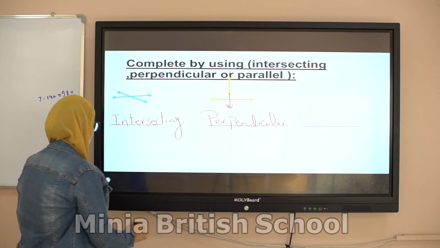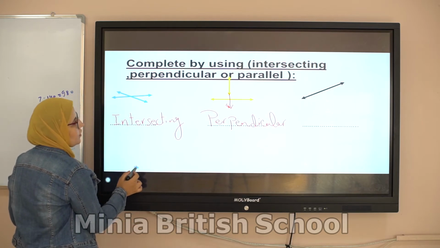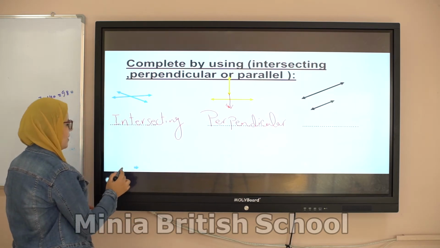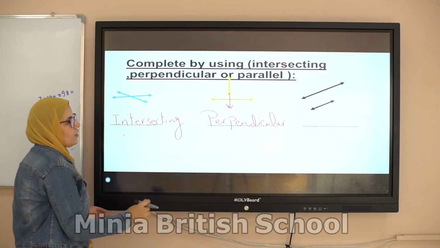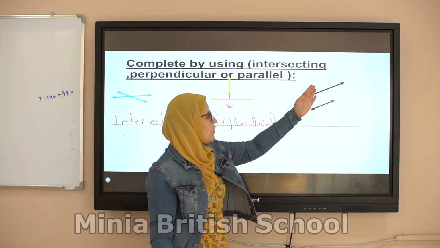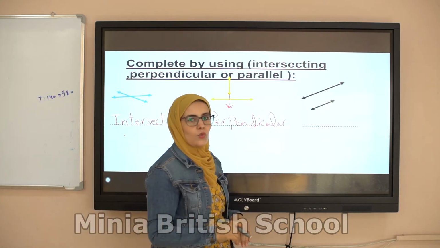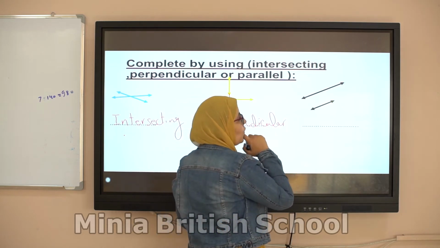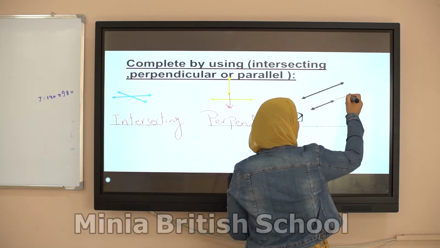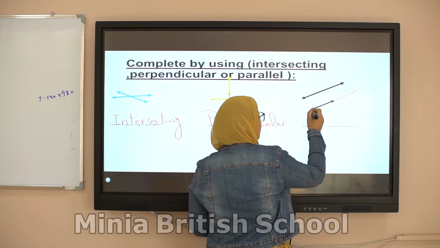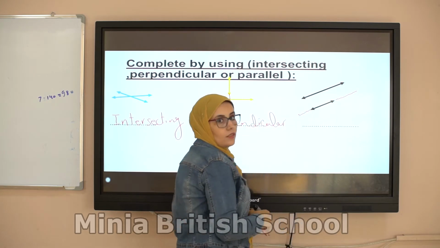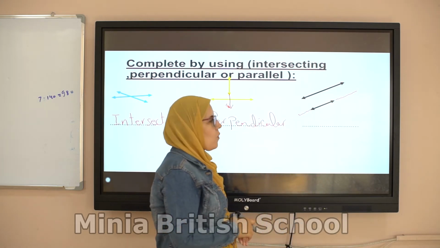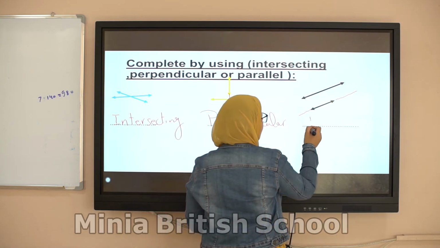What about the third one? Okay, they don't meet. There is no intersection here. So this is called what? If I extend it, it will be like this, and this like this. Do they meet? No. So it's what? It's parallel.